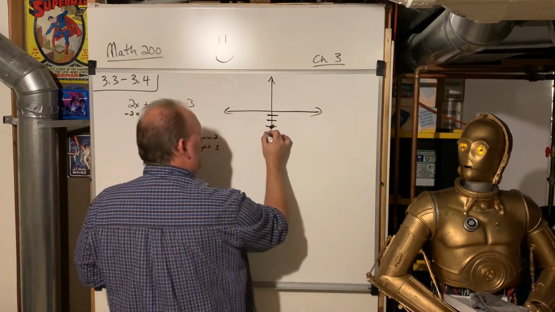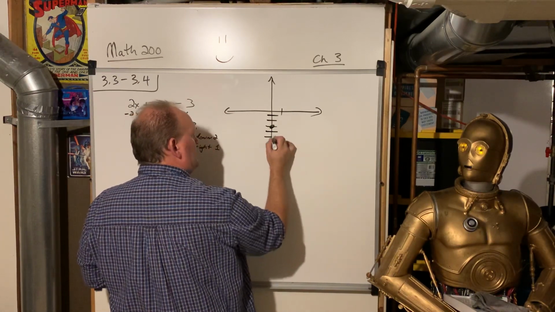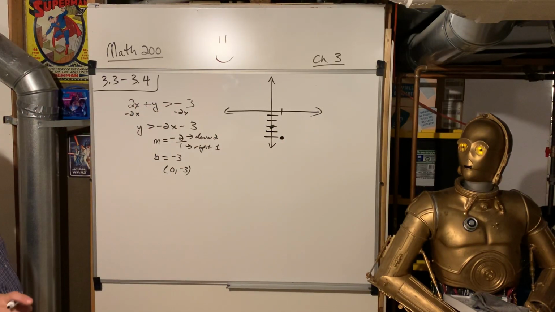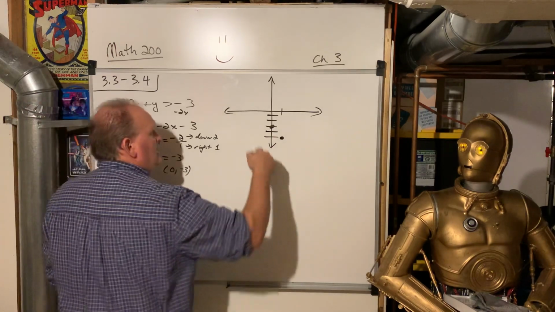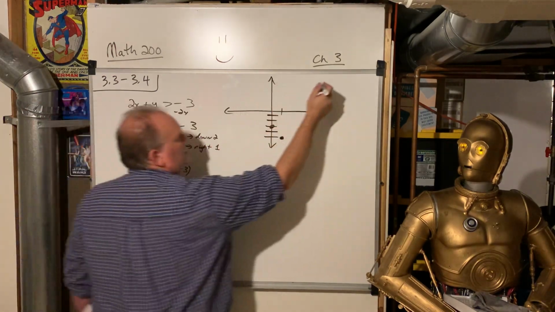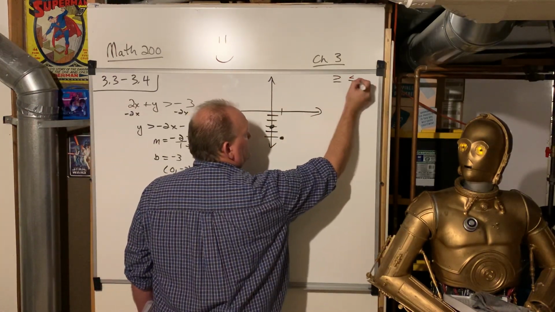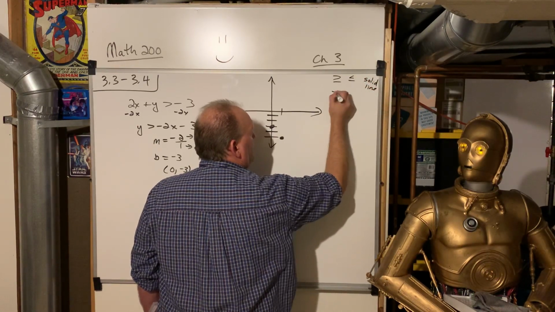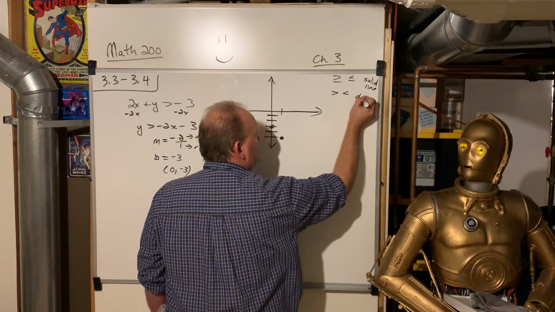And let's see, down 2 to the right 1. Down 2 and over 1. Now, stop. Do not draw the line, because now there's a distinction. If it is greater than or equal to, or less than or equal to, we do a solid line. If it is greater than or less than, we do a dashed line.